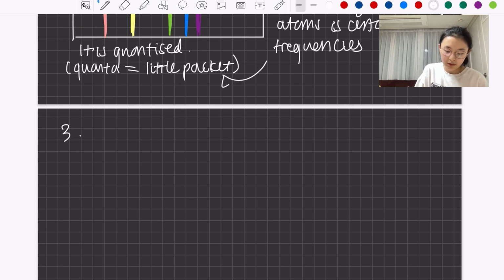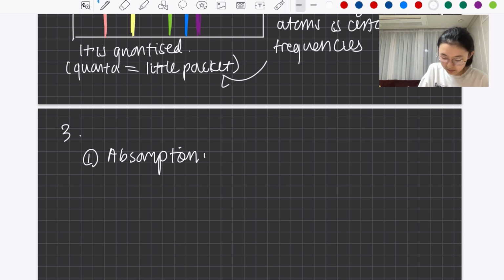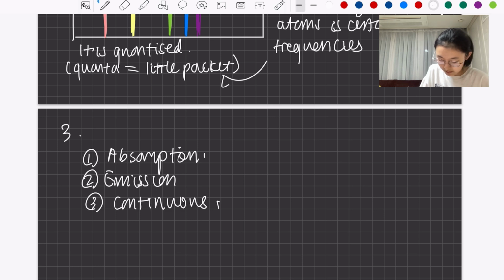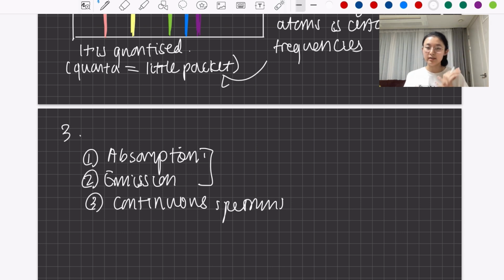This video will focus on 3 different types of spectra. Firstly, absorption spectra. Secondly, emission spectra. And lastly, continuous spectra. Now, absorption and emission spectra are generally produced as electrons in an atom are either excited into their excited state or returned back to their ground state.